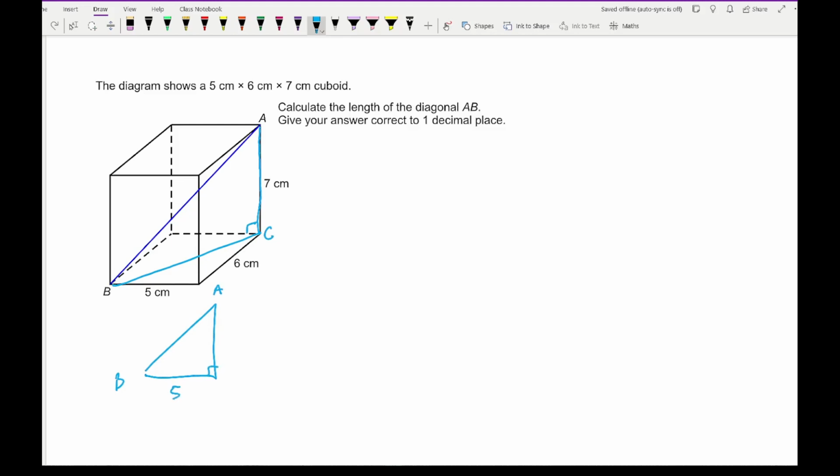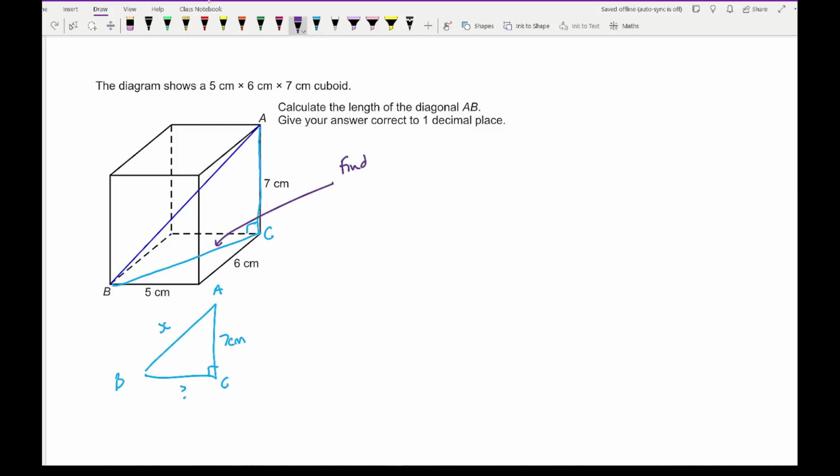This is 5 centimeters. Oh no, it's not. That is something I don't know. And the only thing I do know is that this is X, which is what I'm trying to find. And I know that this is 7 centimeters. And this is something I don't know. So what I need to do then is find out what this line here is first.